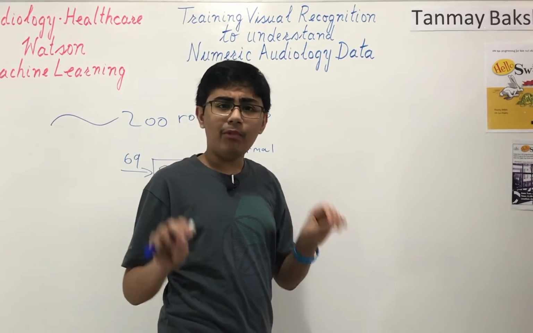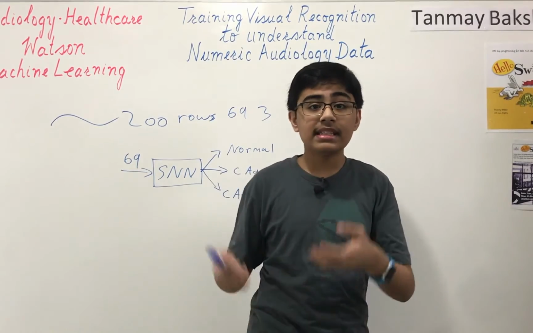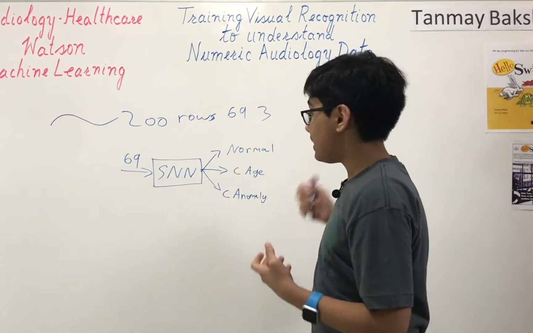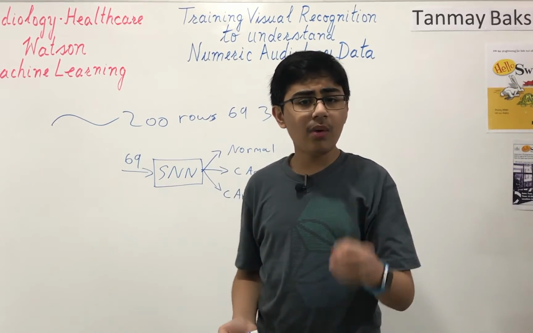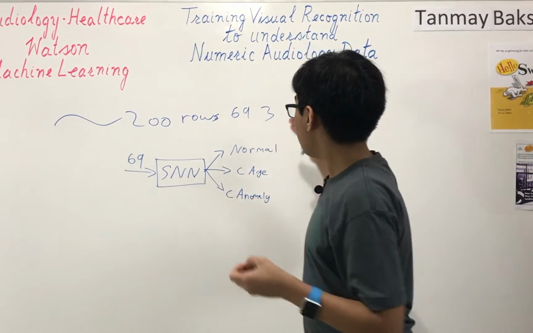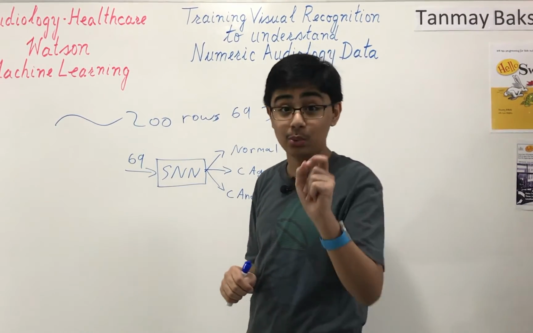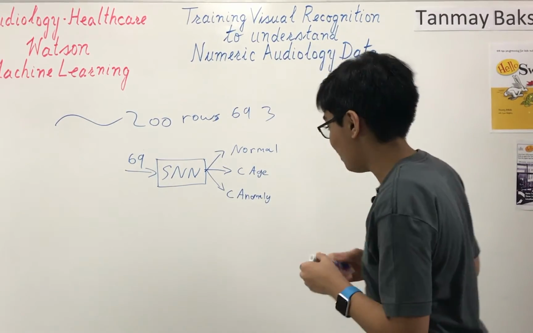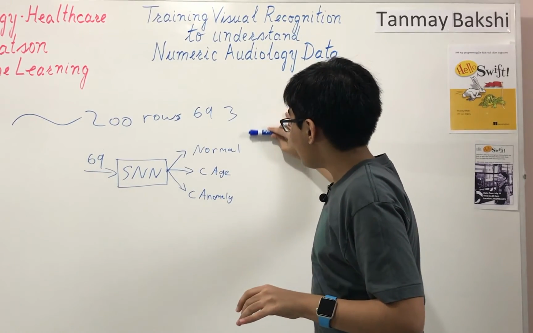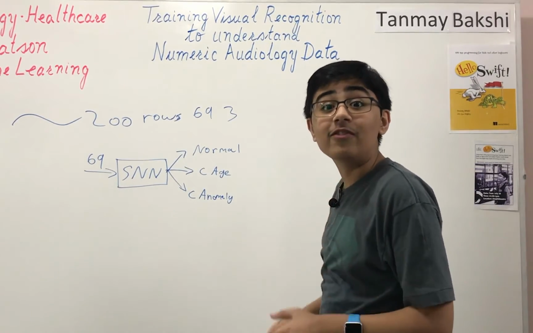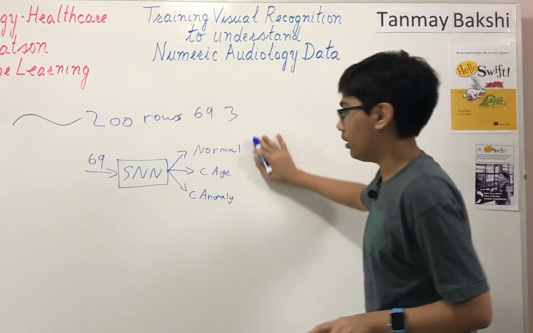Since IBM Watson cannot understand numeric data, we have to have a way to convert whatever Watson's taking in from this numeric data to something it understands. And a way that we can easily convert this numeric data to something it understands is quite simple: a visual piece of data. Let me show you. I've converted this numeric data set into a visual data set. Let me give you an example that doesn't rely on audiology.